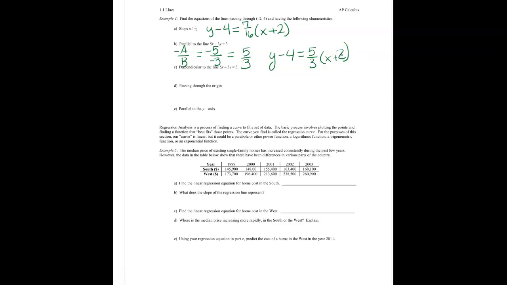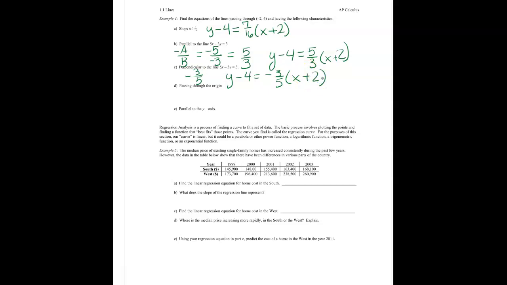Next one says perpendicular to that same line of 5x minus 3y is equal to 3. So perpendicular just looks at our slope, and we flip it to make it the reciprocal, and we make it the negative. So if it was negative to begin with, it's going to become positive. If it was positive to begin with, it's going to be negative. So my slope should be now negative 3/5. And I've got a slope, I've got a point. We can use point-slope form. So I've got y minus 4 is equal to negative 3/5 times x minus negative 2, which again is still plus 2.